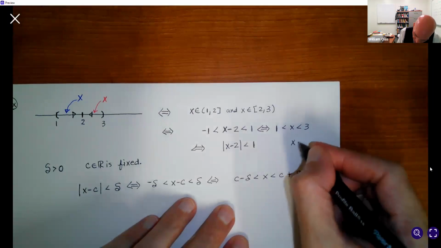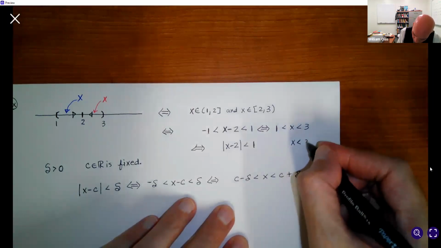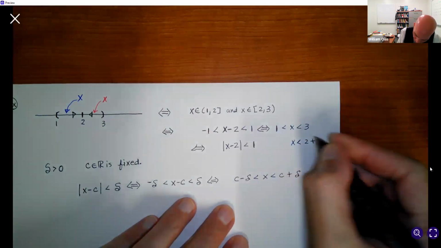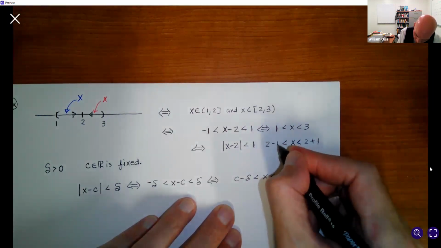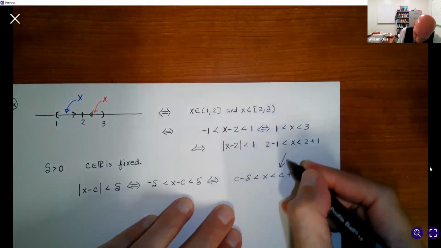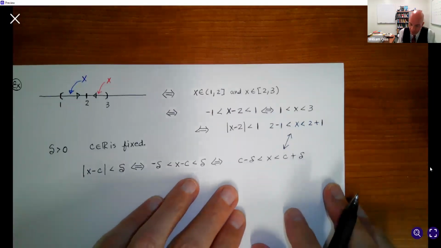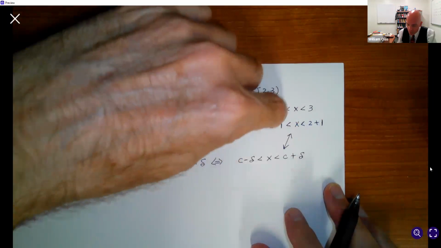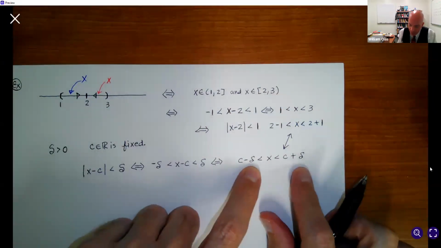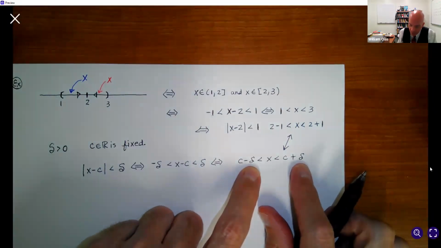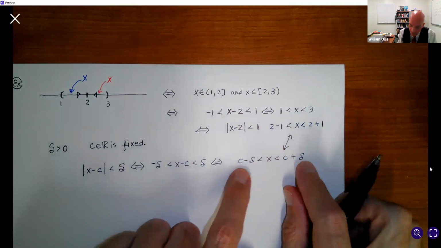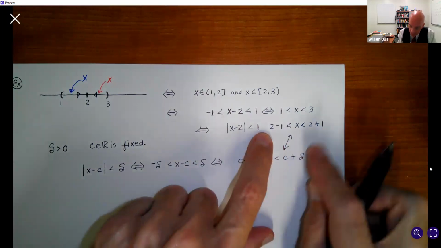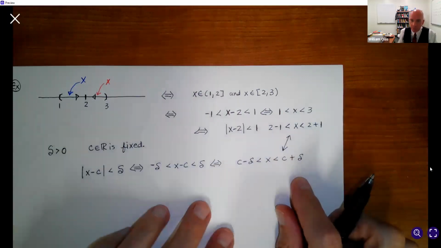So X less than 2 plus 1. And then, of course, here we have 2 minus 1. So when we look at these two, they're the same. I went ahead and added these numbers here, but when you look here, if we take the delta in this particular case to be 1, then we have the minus 1 plus 1, minus delta plus delta, and we have the C to be 2, 2 and 2, and then, of course, the X in the middle.